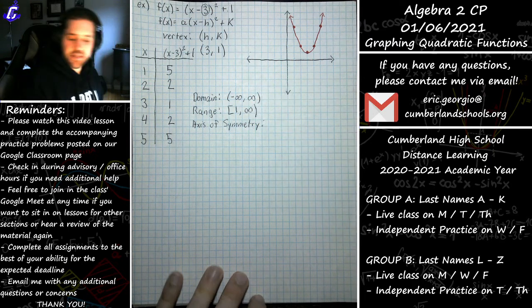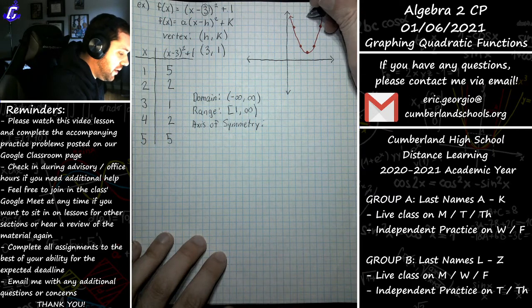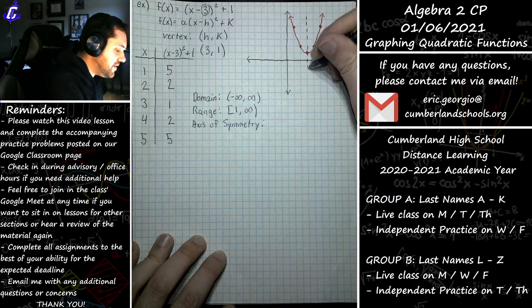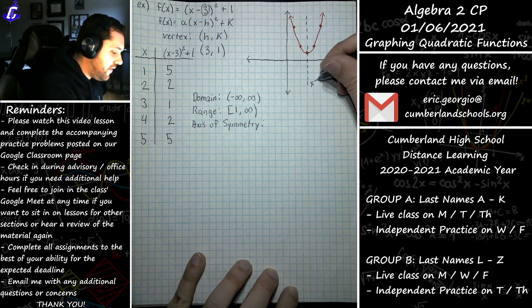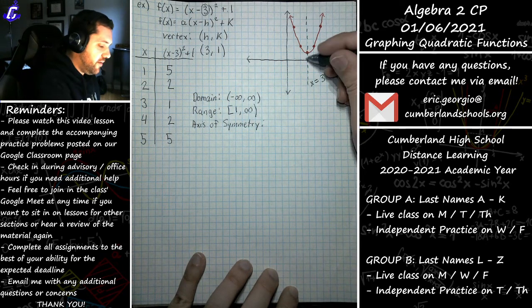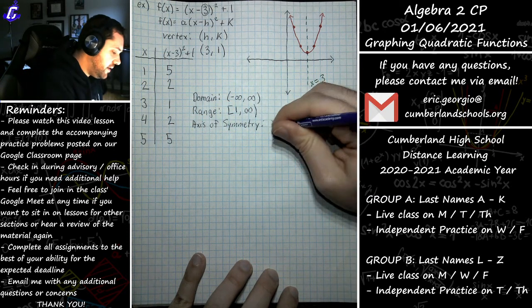Again, the axis of symmetry is sort of this invisible vertical line that's going to cut the parabola in half. So if you notice, this line right here is cutting the parabola in half, and that line is given by the equation x equals 3, right? Because it goes through 3 on the x-axis. So we'd be able to say that the axis of symmetry here is x equals 3.